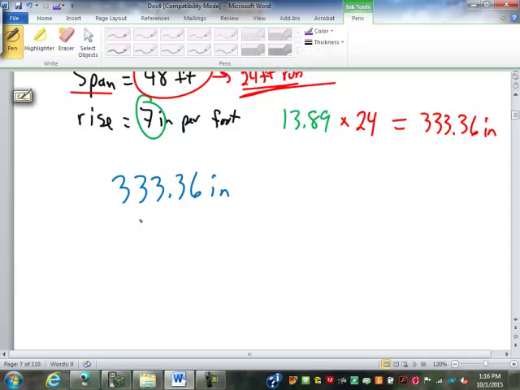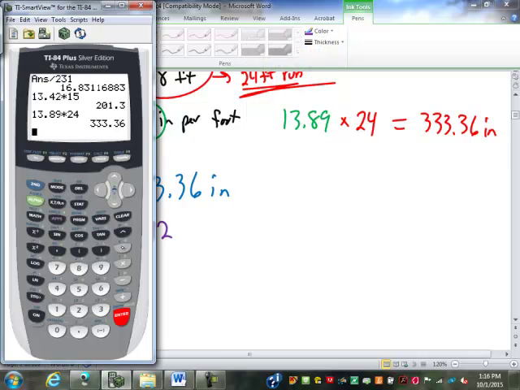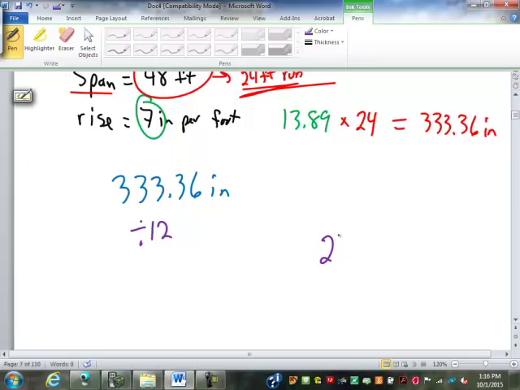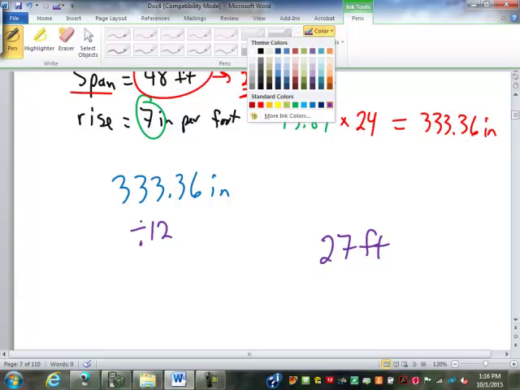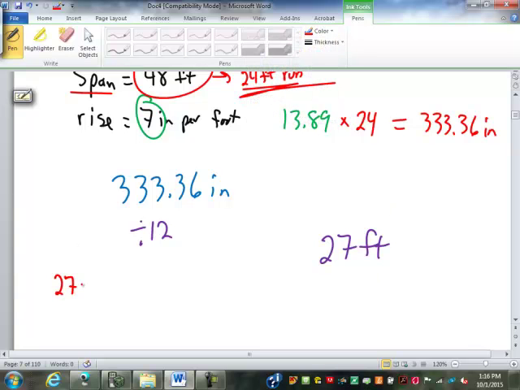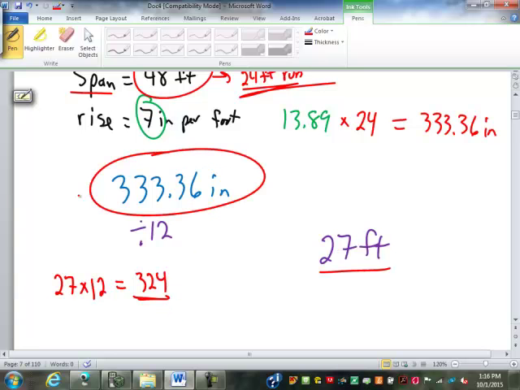So yes, you're right. We're going to divide by 12. We divide by 12 and we get 27.78. So that's 27 feet. So now we're going to take 27 times 12, which is going to be 324. That's the number of inches that 27 feet takes up. So what am I going to do with that 324? Subtract it from 333, which is going to be 9.36 inches.